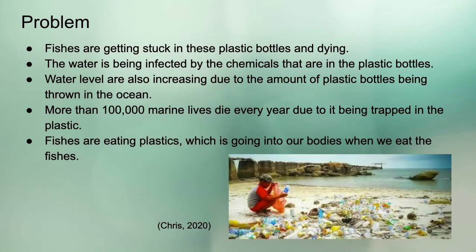What are the problems? Due to these water bottles being in the ocean, these are the problems being caused. Fish are getting stuck in the plastic bottles and dying. The water is being contaminated by the chemicals in the plastic bottles or used to make them. Water levels are also increasing due to the amount of plastic bottles and waste thrown in the ocean. More than 100,000 marine lives die every year from being trapped in plastics. Fish are eating plastics, which goes into our bodies when we eat the fish.